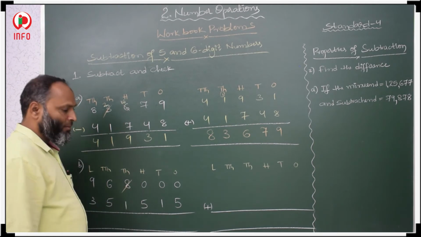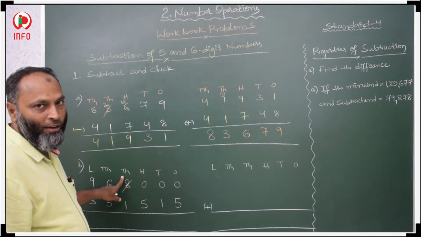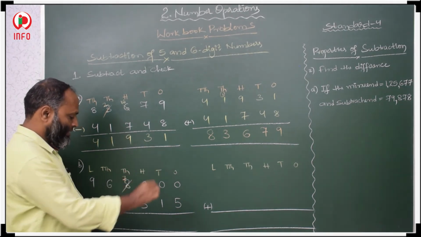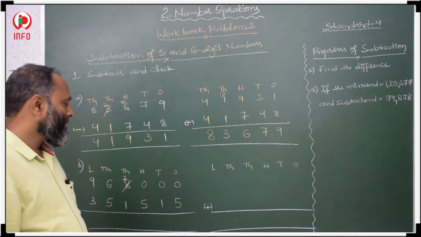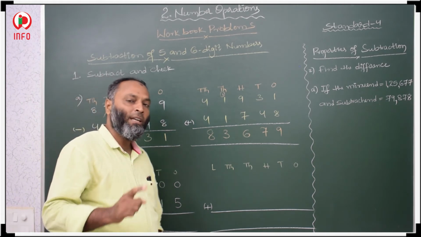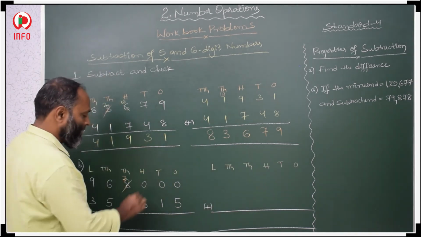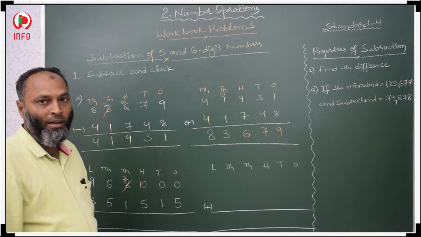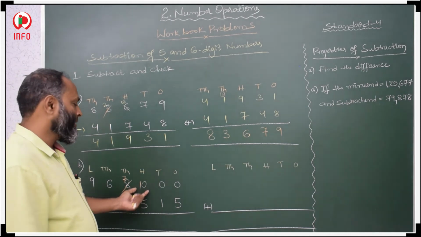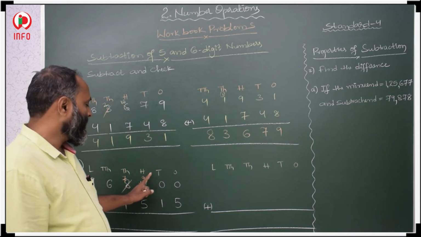8. How many thousands are there? 8,000. Out of these 8,000, I want to take 1,000. So if I take 1,000 out of 8,000, I will get 7,000. Then that 1,000 I want to take here. 1,000 is equal to 10 hundreds. In these 10 hundreds, I want to take 100. 9 hundreds are left.